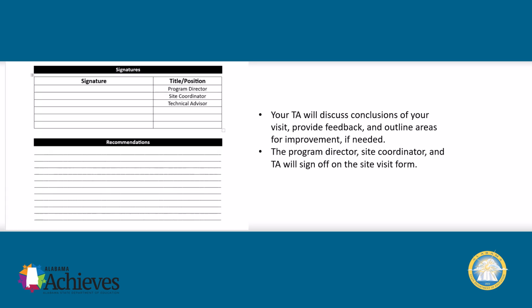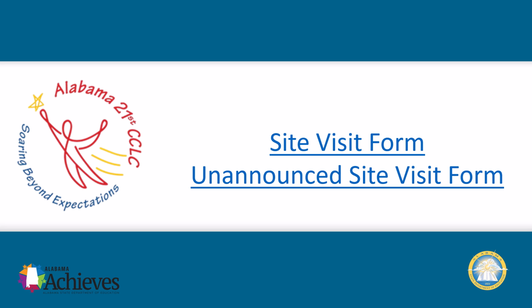This is the final section of your site visit. Your TA will summarize the findings, provide feedback, and help outline any needed improvements. This is a joint effort to ensure your program meets the goals. Be sure to sign off on the form along with your site coordinator and TA.